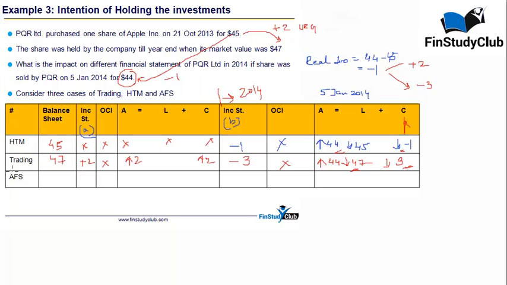Let's talk about the last and the most interesting, which is AFS, where the valuation is done on market price, but the gain is not recognized in the income statement, rather in OCI. So your assets go up by 2 and your capital also by 2. On the date of sale, your cash goes up by 44. Your investments go down by 47.